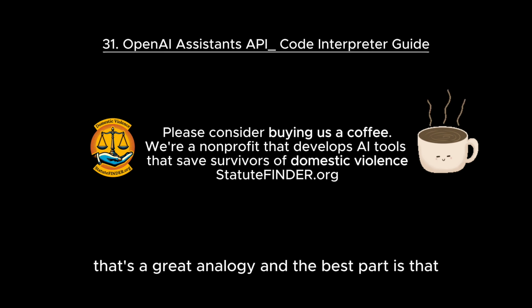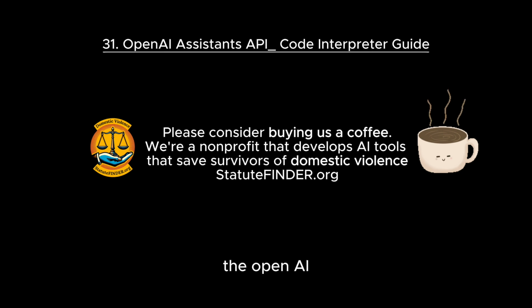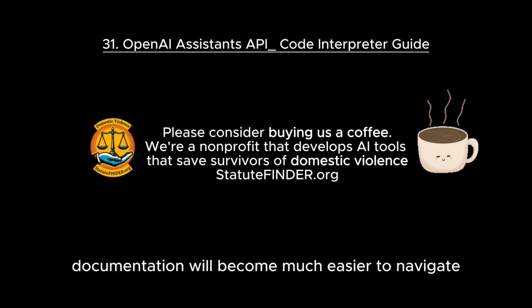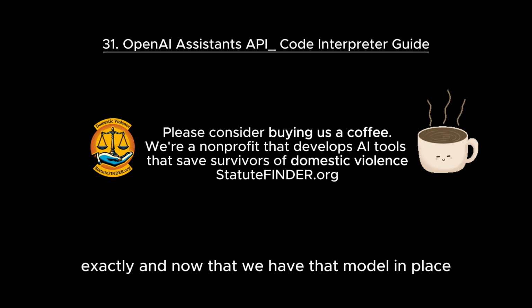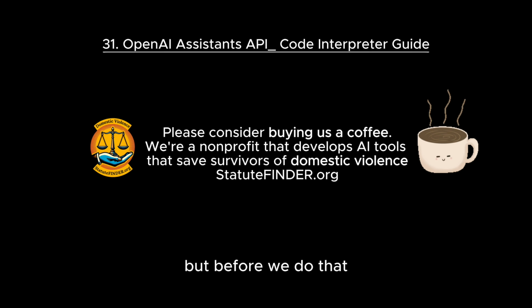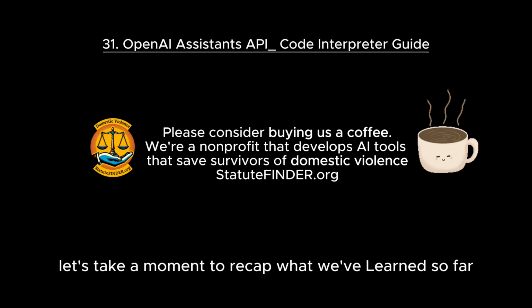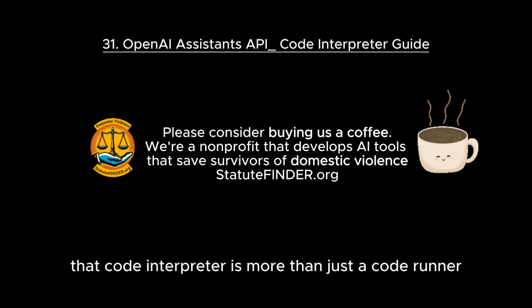That's a great analogy. And the best part is that once you understand these core concepts, runs, steps, and the function to access them, the OpenAI documentation will become much easier to navigate and comprehend. So it's all about building a mental model of how everything works before diving into the technical details. Exactly. And now that we have that model in place, we're ready to tackle the documentation with confidence. But before we do that, let's take a moment to recap what we've learned so far and why it's so important.